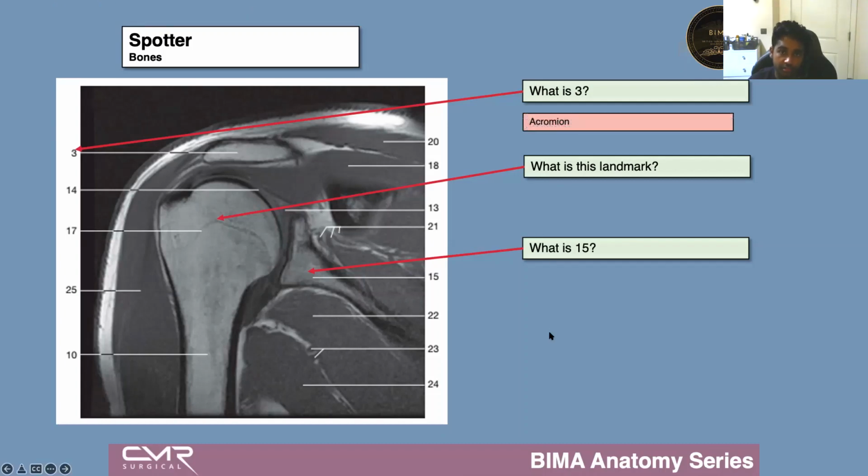So the first one is the acromion. The reason why I chose this picture is because I feel a lot of students know the cadaveric specimens, but imaging sometimes is a hit or miss. So that's why I wanted to challenge you guys with this. But I feel out of all the imaging, this is probably the most common type of imaging you would see in day-to-day clinical practice. So in hospital, for example, you would see at least one of these in your medical careers. So 3 is the acromion.